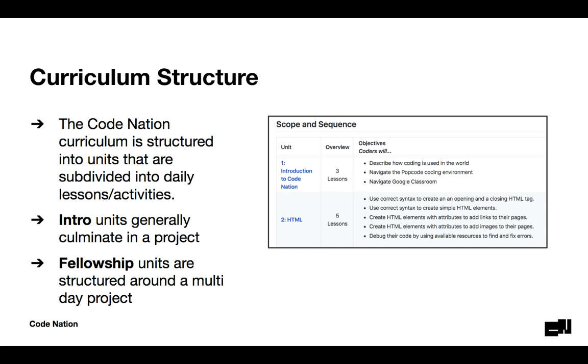Now we're going to talk about curriculum structure. The Code Nation curriculum is structured into units that are divided into daily lessons and activities. For instance, the second unit in Foundations is HTML. If you look at the screen, it says Scope and Sequences. These bullet points are the different objectives that there would be in the HTML unit. In total, there are 5 different lessons. And these lessons in the Intro to Web Development curriculum usually culminate in a project in which students take all the skills that they learned and independently create a project that they submit.